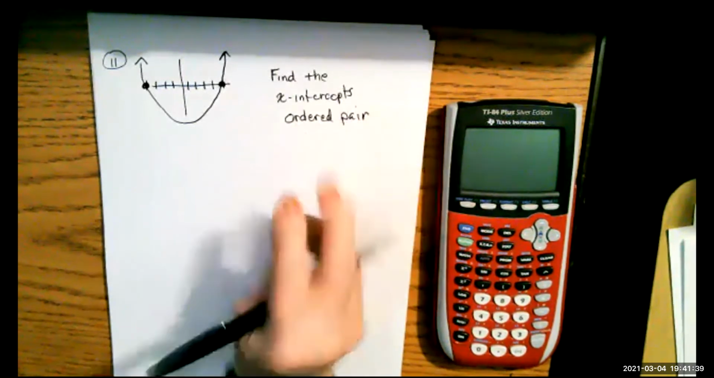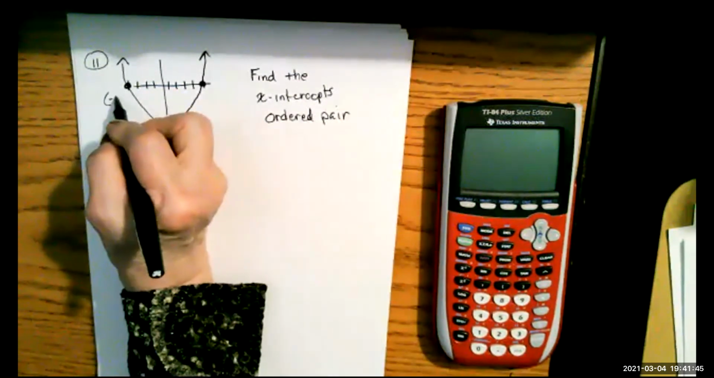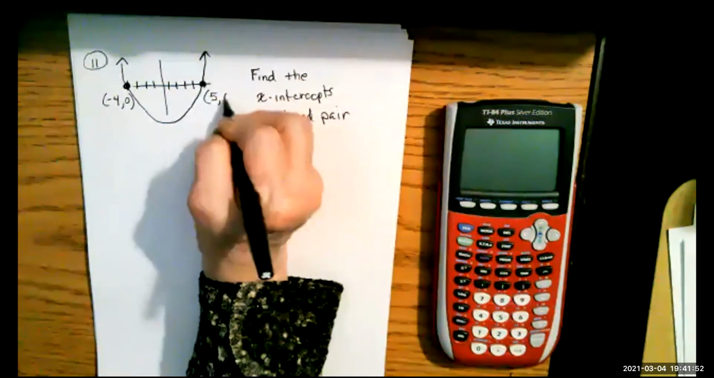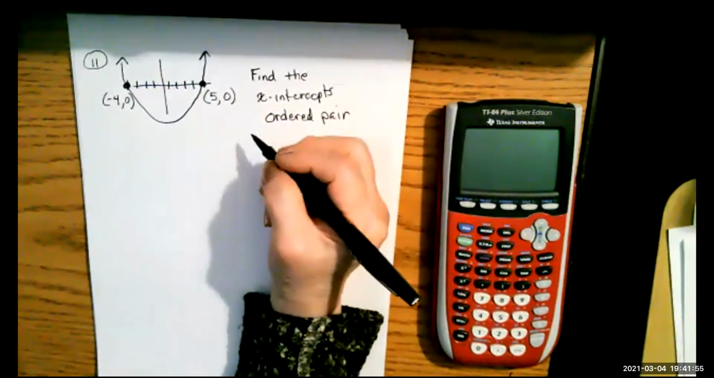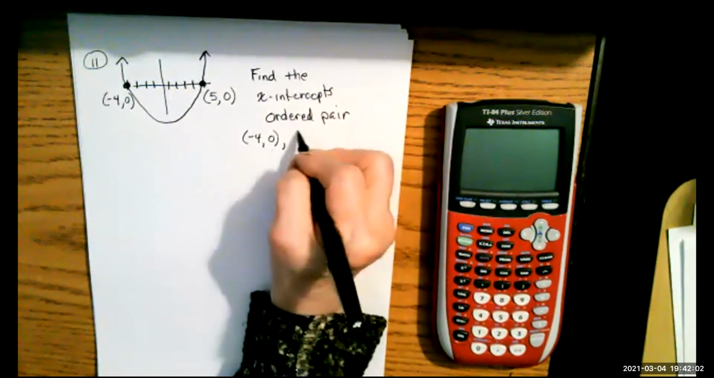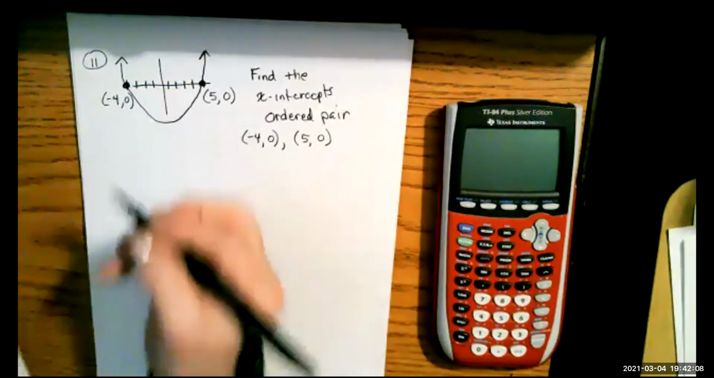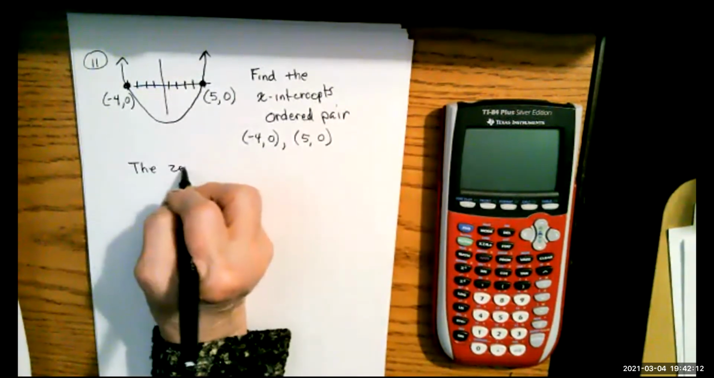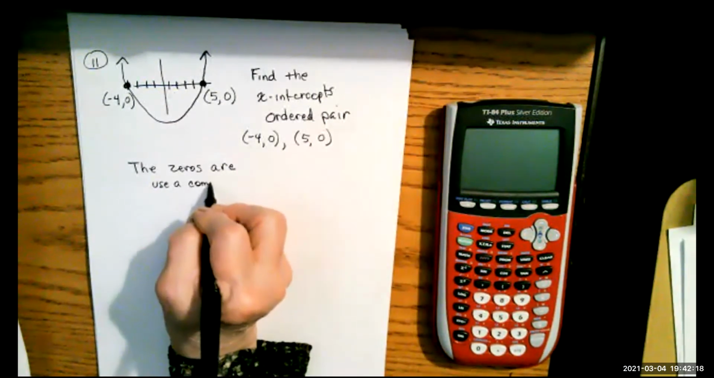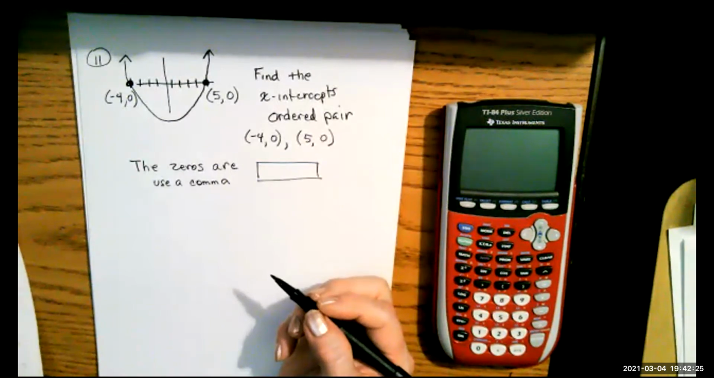Write as an ordered pair. So it looks like 1, 2, 3, 4. This is -4, 0. 1, 2, 3, 4, 5. This is 5, 0. So I would put, it says also to put a comma between them. So I would do -4, 0, comma, 5, 0 for that part. Then there's a second question that pops up and says the zeros are, and it says use a comma. Okay, and it just has this blank. So what would we do about that?